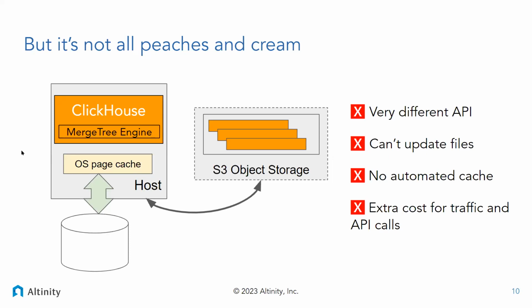Second thing, you can't update files. So unlike block storage, where you can just rewrite a block, you can't do that. So some of the options for doing I/O are much more limited. There's no automated caching, and there's extra costs for traffic, for example, egress fees and API calls. So it has a completely different cost structure from block storage. What that means is we're going to have to do some real work to fit this in.